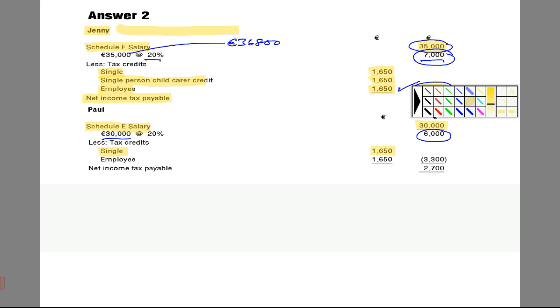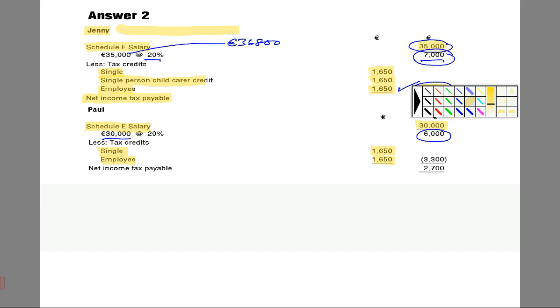He is not getting the single person's child carer credit because Jenny is the principal carer and she hasn't transferred it to him at all. Other than the single person's credit, he's simply going to get an employee credit because he is employed. Again, we're not given any details about PAYE, so we just have to ignore PAYE.